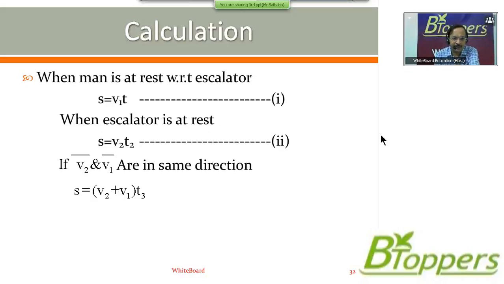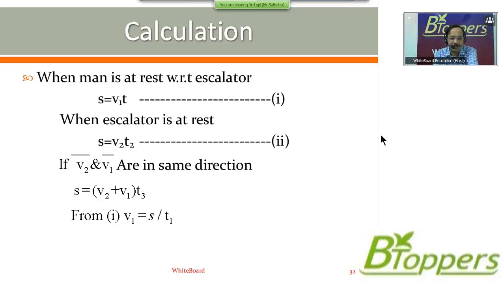In the third case, the man walks up in the same direction while the escalator is moving. That means both the velocities V1 bar and V2 bar are in the same direction. Therefore, the magnitude of the resultant velocity of the man, which means the magnitude of the velocity with which the man moves up the escalator with respect to a stationary observer on the ground, will be V1 plus V2. Let T3 be the time taken by the man for the same distance when he walks up in the same direction while the escalator is moving. So you can write magnitude of the displacement is equal to magnitude of the resultant velocity into time taken. That is S equal to V1 plus V2 into T3. So you can substitute the value of V1 from the first equation and the value of V2 from the second equation in the last equation here.